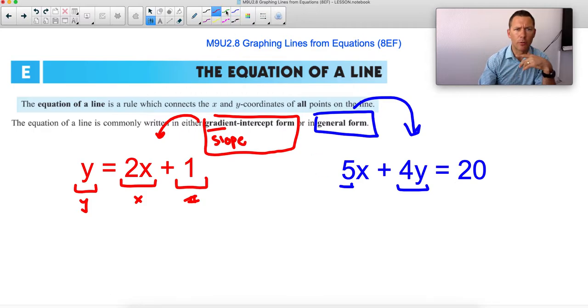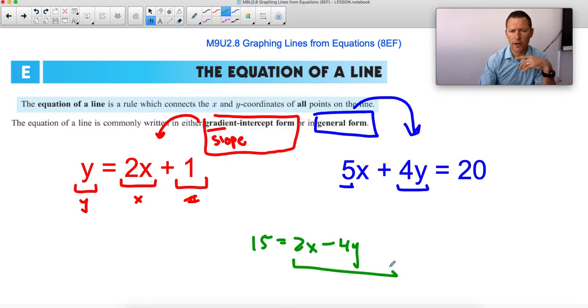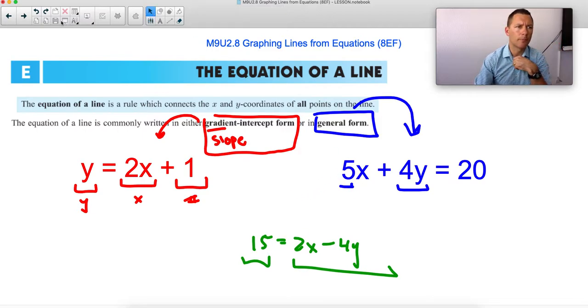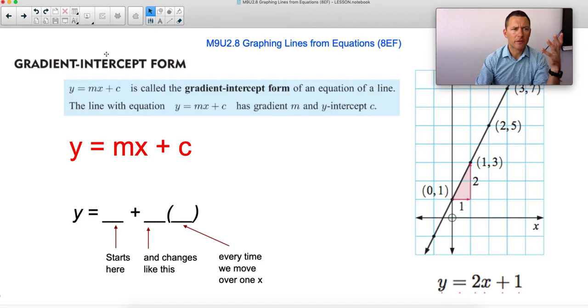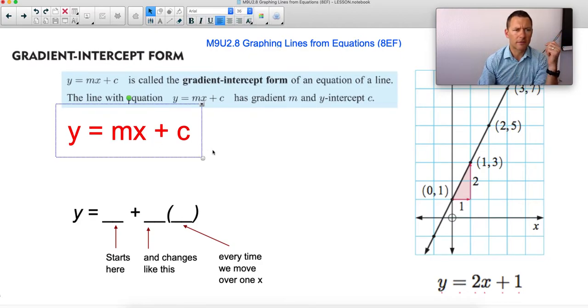So even if you wrote 15 equals 2x minus 4y, that's still general form because the x's and y's are on one side and the regular numbers, the constant, is on the opposite side. Cool. Okay. So slope-intercept form looks like this.